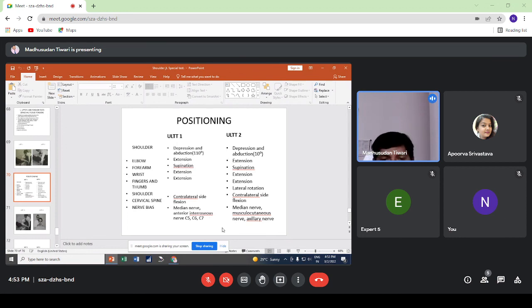This indicates, you can say, compression or injury of the median nerve, anterior interosseous nerve, and the C5, C6, C7 area is mostly affected in this case. ULTT 2 position will be depression and abduction of the shoulder by 10 degrees.